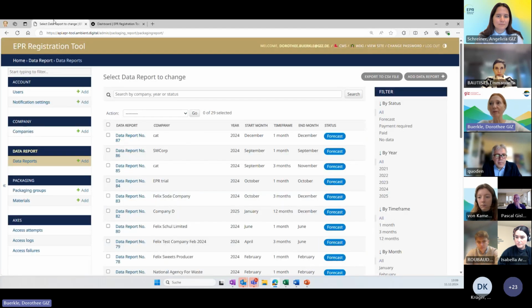This is what the PRO is working with. You have all the data reports here, and you can filter them. So this helps you to do your reporting.